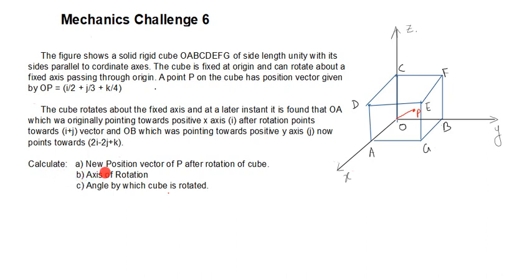Now there are three parts of this question. In the first part we have to calculate the new position vector of P after rotation of the cube. Initially P was pointing towards this vector, so after rotation we have to find the position vector of P. This part is not very easy, but it is relatively easy compared to the B part and C part. So in this video I will be discussing only the A part. The B part is to find the axis of rotation, and the C part is to find the angle by which the cube has rotated about that axis of rotation.